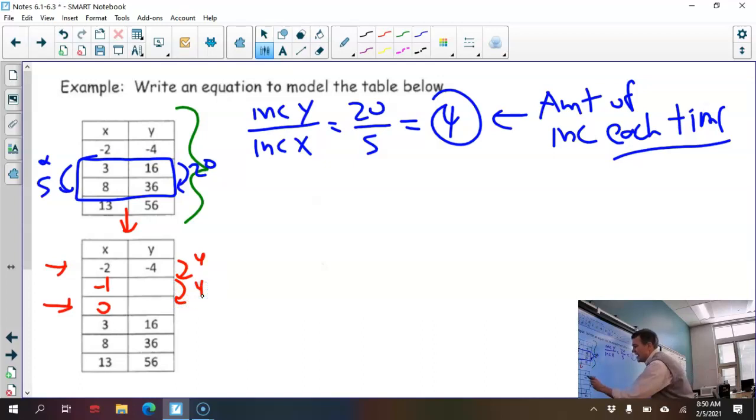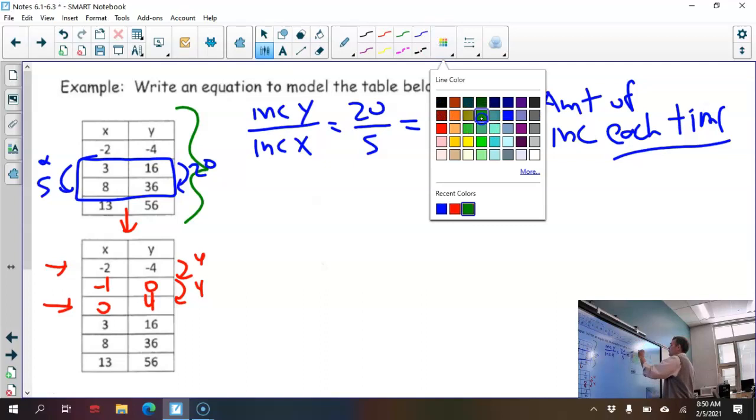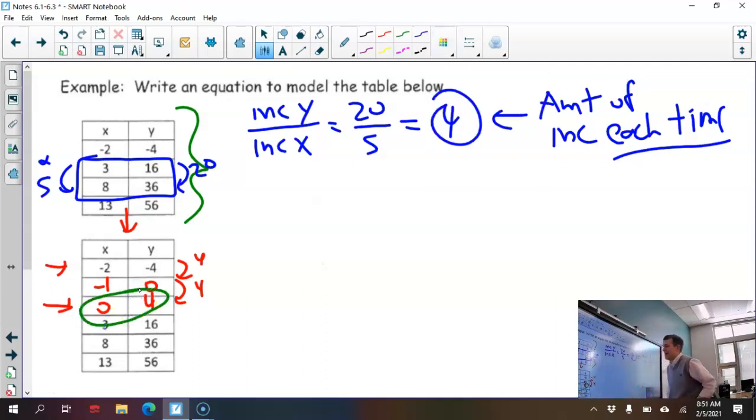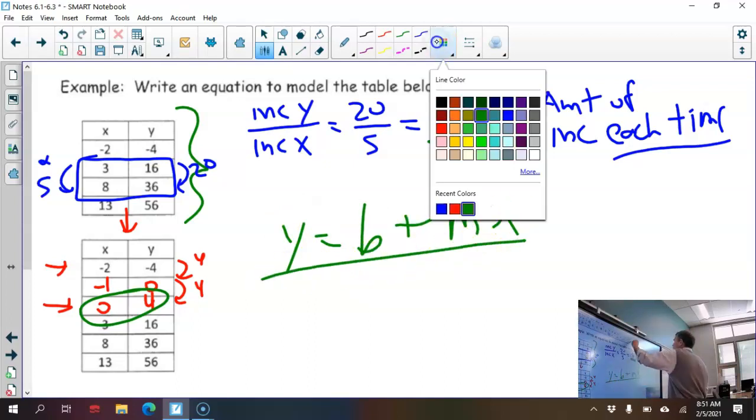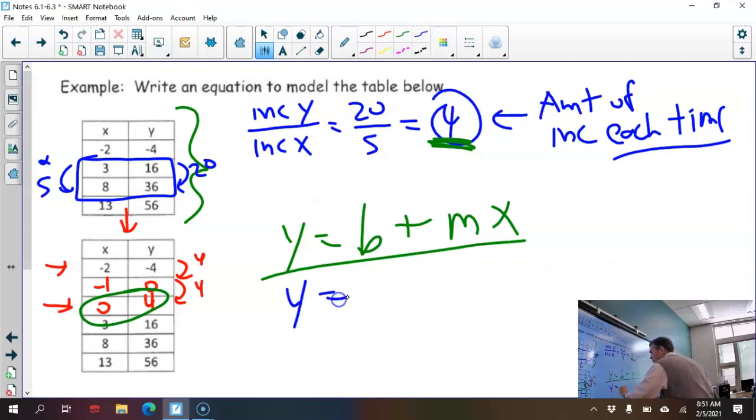All right? So when x goes up 1, y goes up 4. It looks like when x is 0, the y value is 4. I have found my beginning amount. It's 4. That's the same as the amount of increase each time. So my equation would look like this. My equation would be y equals the beginning amount plus the amount it goes up each time. y equals 4 plus 4x.